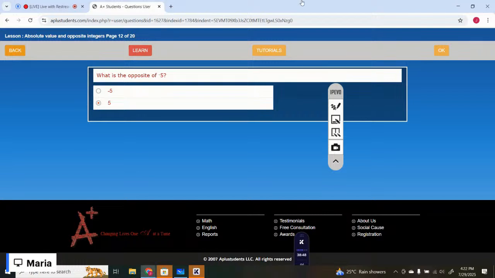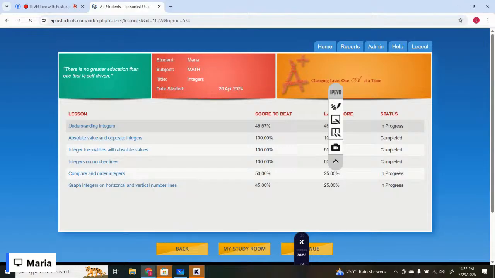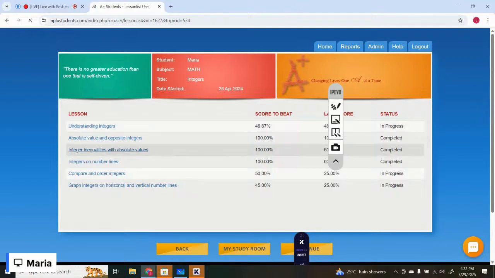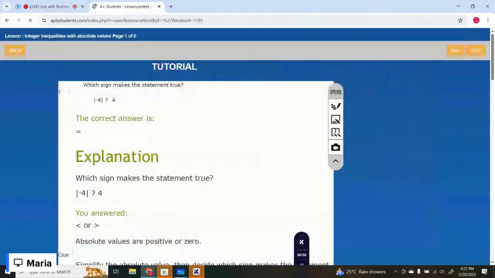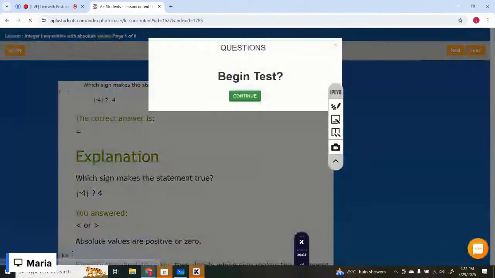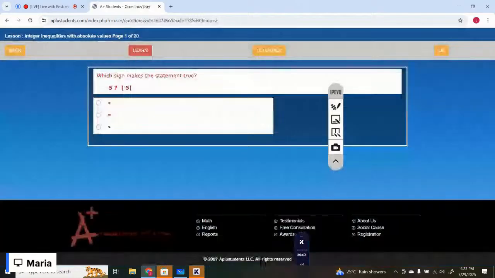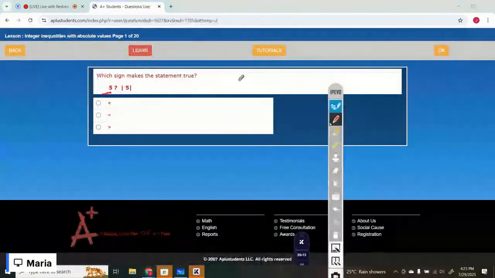The next lesson is integer inequalities with absolute values. Let's start with the test questions. Which sign makes the statement true? So here we have -5, and here we have the absolute value. Absolute values are always the positive value. The absolute value of -5 is 5.